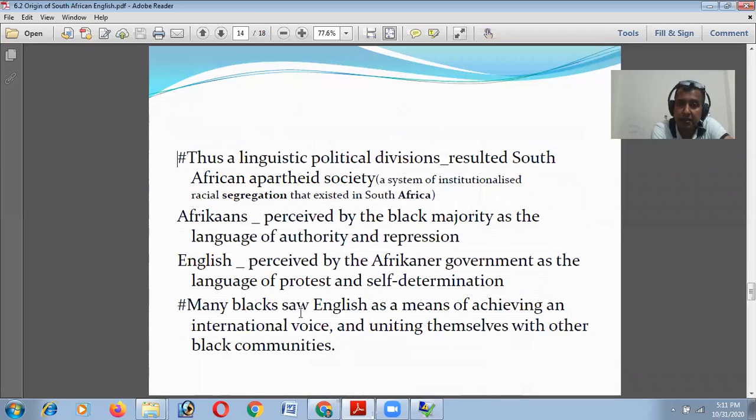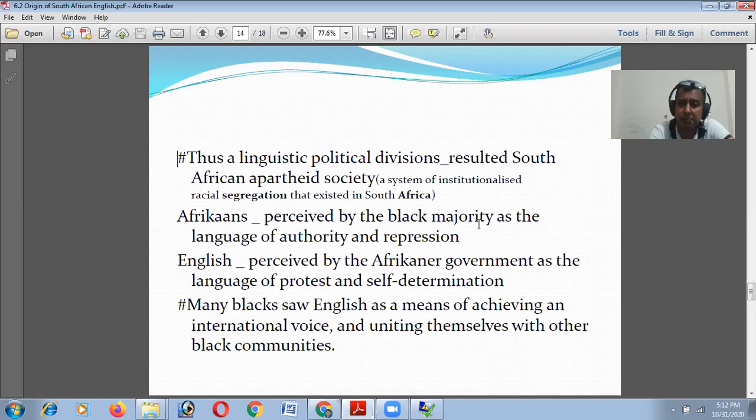Thus, linguistic political divisions resulted in South African apartheid society. In Africa, there is a division, racism. There is a great division between the white people and the black people. The black people would use different schools, different market areas, and so on. The white people also have different schools, different marketplaces, different buses, everywhere. Such a kind of racial division in South Africa is called apartheid.